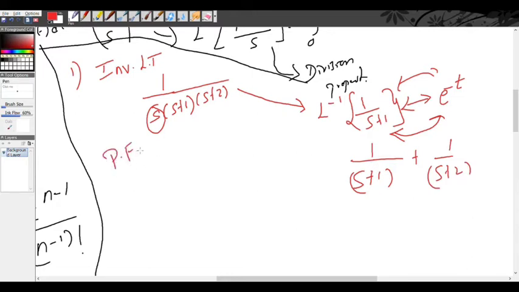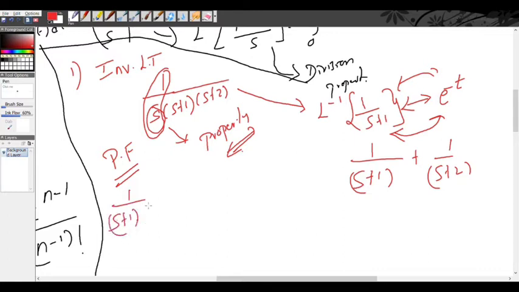Yes, I think you must have guessed it now. Partial fractions. Use partial fractions to split this equation, but keep in mind that the 1 by s we can leave as it is, because we have studied the properties. This is nothing but a property, the division property we mentioned. So that part we don't need to do anything with. For the remaining part, 1 by s plus 1 into s plus 2, I have to split it using partial fractions.